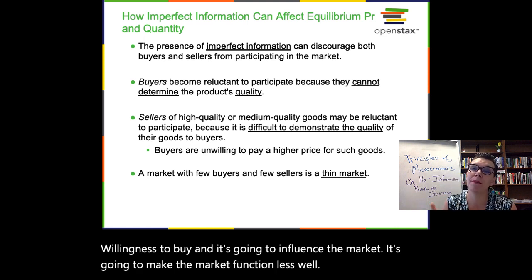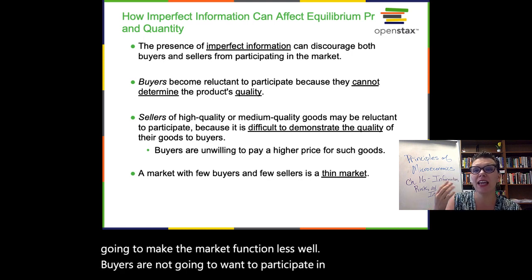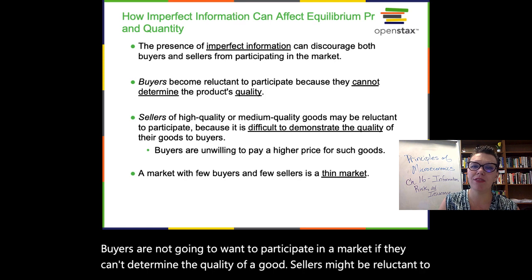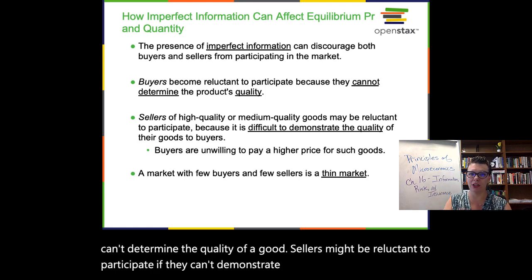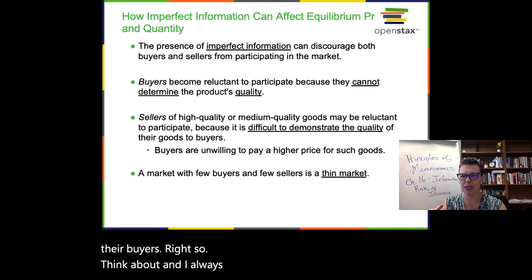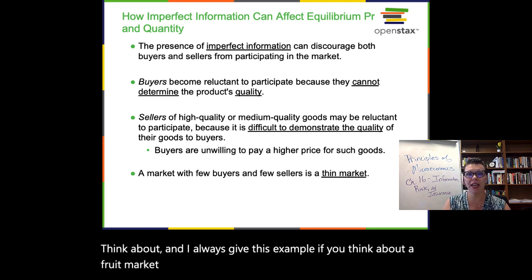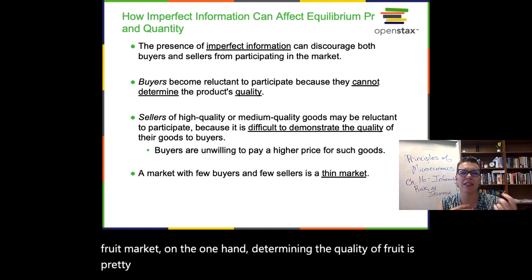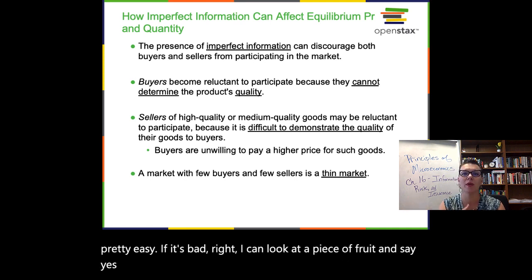Buyers are not going to want to participate in a market if they can't determine the quality of a good. Sellers might be reluctant to participate if they can't demonstrate the quality of the good to their buyers, right? So think about, and I always give this example, a fruit market. On the one hand, determining the quality of fruit is pretty easy if it's bad, right? I can look at a piece of fruit and say, oh yes, this has blemishes. No, it doesn't.